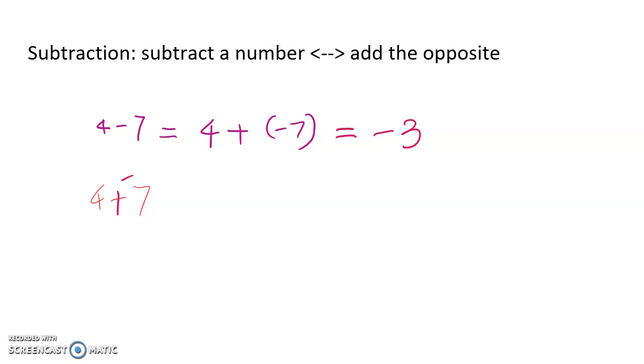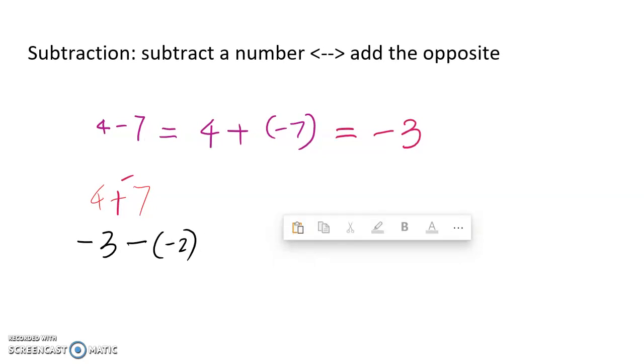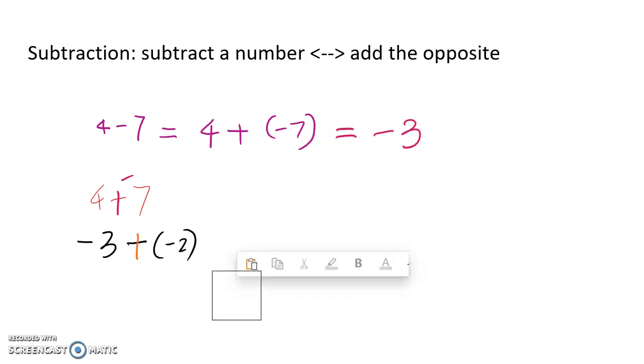Okay, another example. If I do negative 3 minus negative 2, it is subtraction, right? What we can do is turn the subtraction into addition. So we will turn the subtraction into addition and the number next to it into its opposite, which is plus. So the problem becomes negative 3 plus 2. Okay, we know how to do that. We'll use the sign of the bigger absolute value, which is negative, and subtract. Negative 1 here.